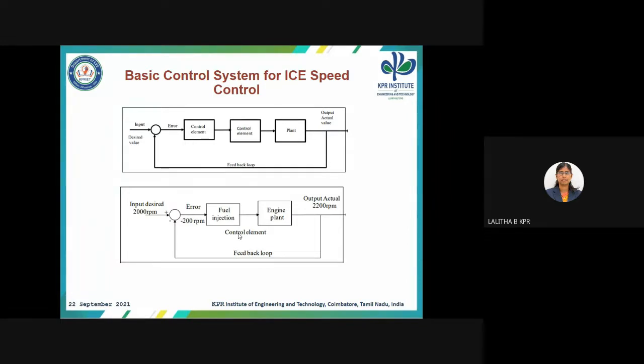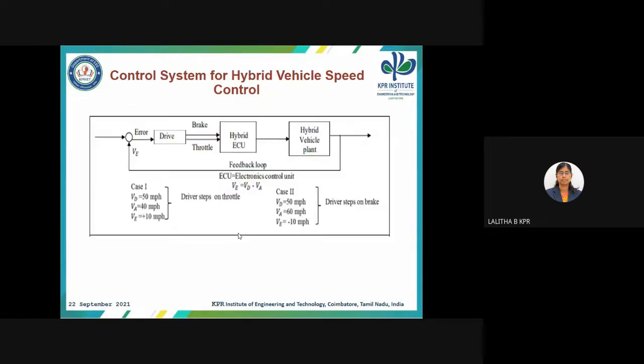Let us assume the desired speed of the IC engine is 2000 rpm and the actual speed is 2200 rpm, meaning an error signal of minus 200 rpm is generated, and this negative error signal is fed to the fuel injector. The fuel injector responds to the negative error by decreasing the flow of fuel to the IC engine. So with less fuel, the speed of the IC engine also drops. So this is the control system of the IC engine.